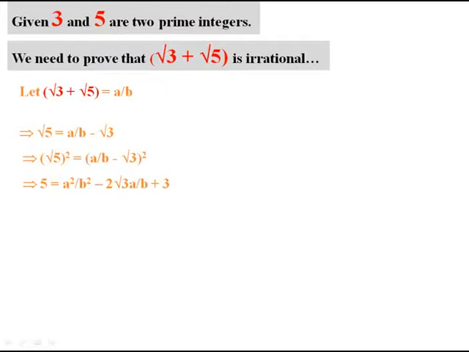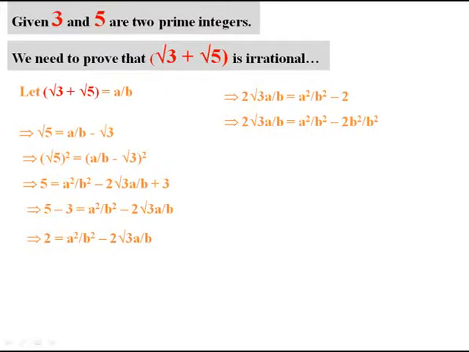Expanding the terms, we get 5 is equal to a square by b square minus 2 root 3 ab plus 3. Bringing the numerical terms on one side, we get 5 minus 3 is equal to a square by b square minus 2 root 3 a by b. So 2 is equal to a square by b square minus 2 root 3 a by b. So 2 root 3 a by b is equal to a square by b square minus 2.